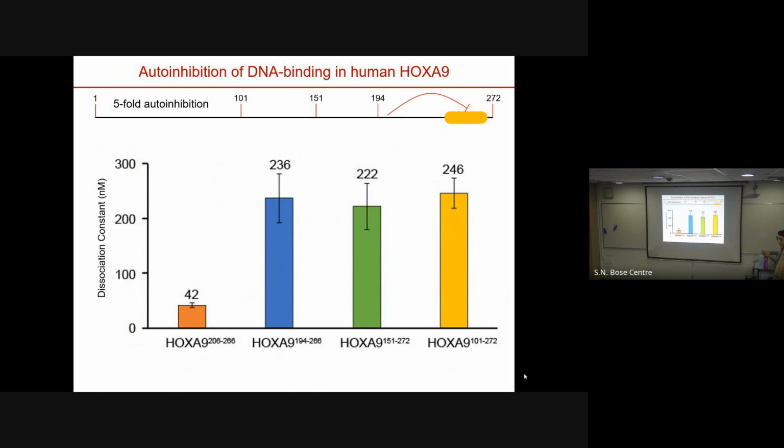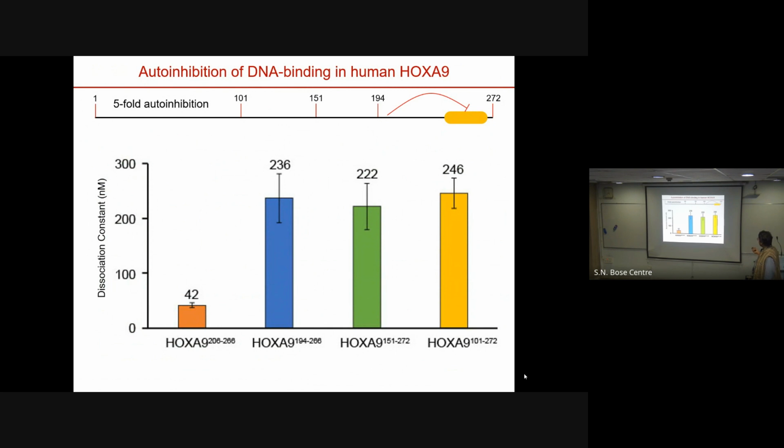One of the interesting things that we saw is that if we have only the homeodomain, it binds DNA with 42 nanomolar, which is quite nice. But the moment you introduce these disordered regions, the affinity goes down. So the KD value goes up to around 240 nanomolar. So this is almost 6-fold inhibition, right? And you can see that irrespective of the length, these values are very similar.